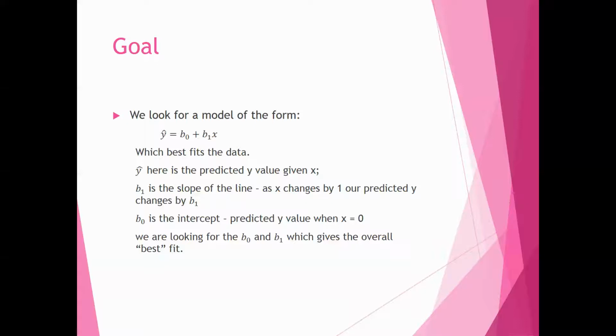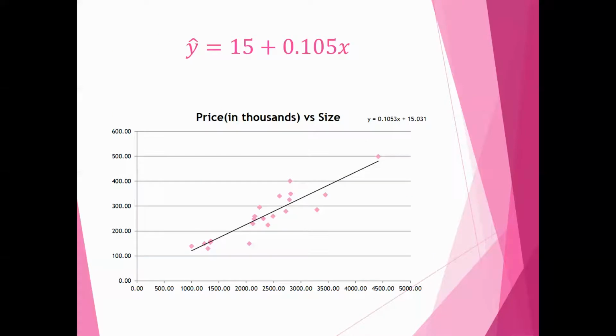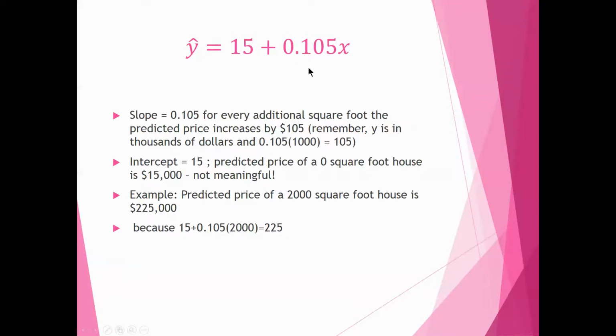So we're looking for the b0 and the b1 which give the best overall fit. The one that works for this example, and I think it's different data now. Actually, no, it's the same data. Y hat equals 15 plus 0.105x. So price in thousands, the predicted price is 15 plus 0.105x. And what is all that telling us? Well, the slope, that's the multiplier of the x, it's called the coefficient, is 0.105.